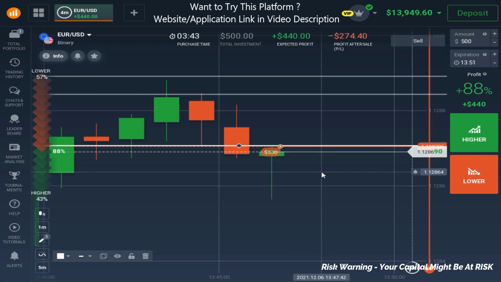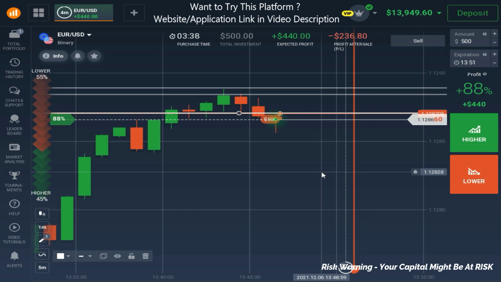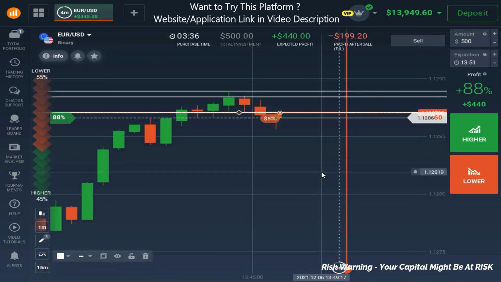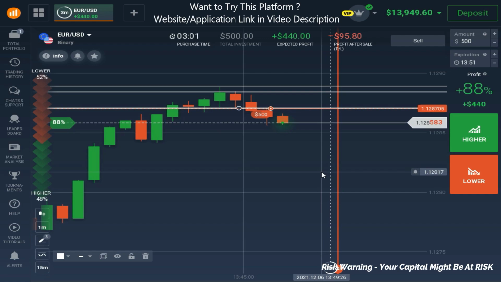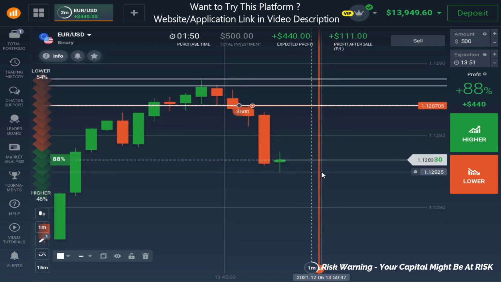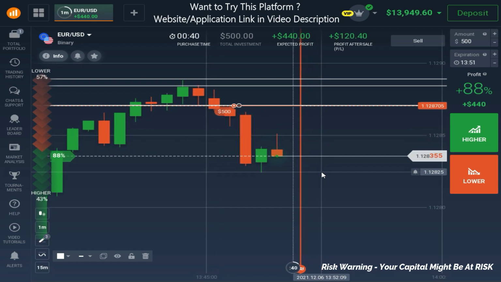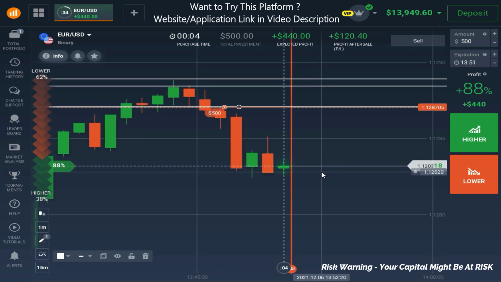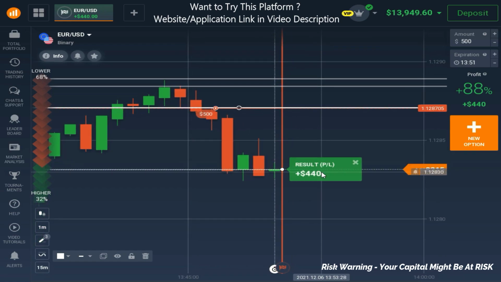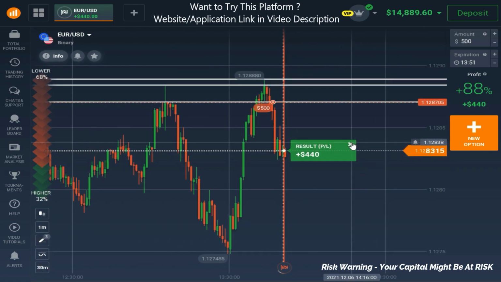So we have placed our trade, and now let's wait for the result. And after the result, I'm going to explain you why I took this trade. So let's wait. So we have won this trade, and it's a great start of the week. So as you can see, we have won this trade. Now let me explain you why I took this trade.